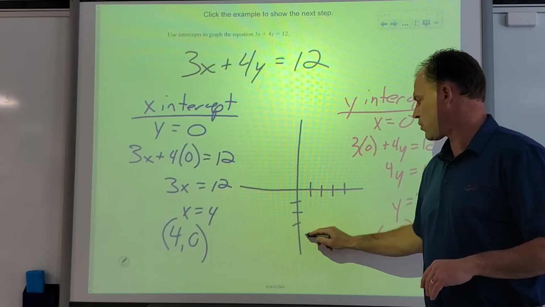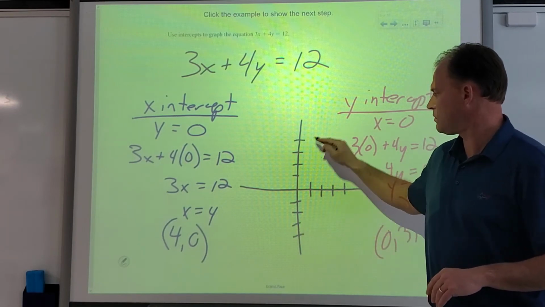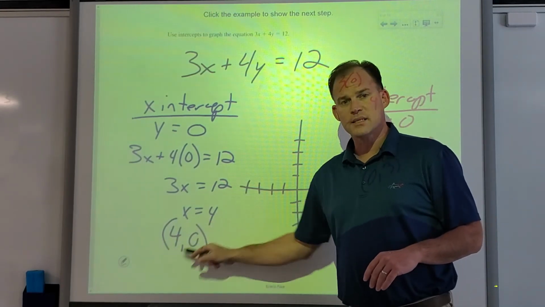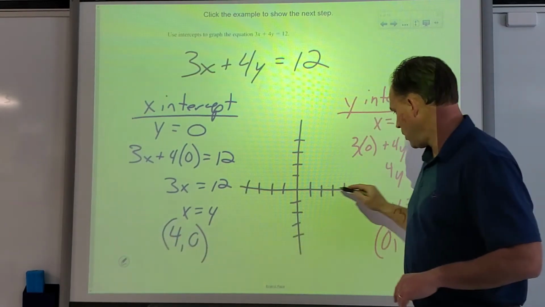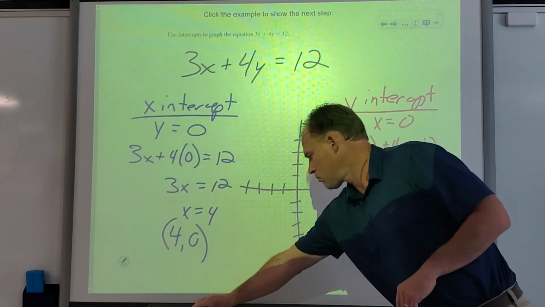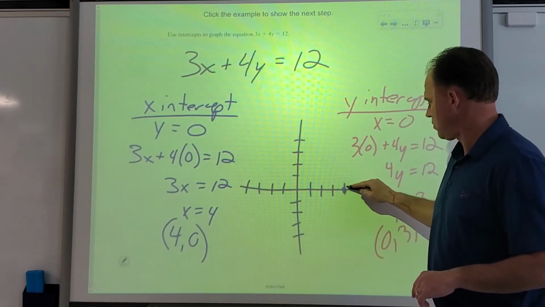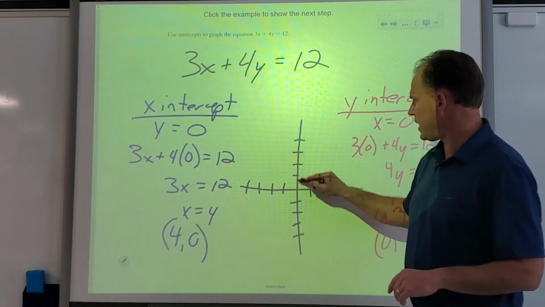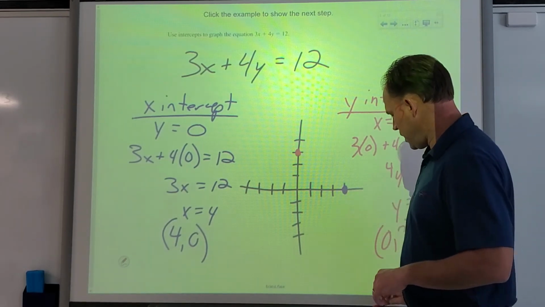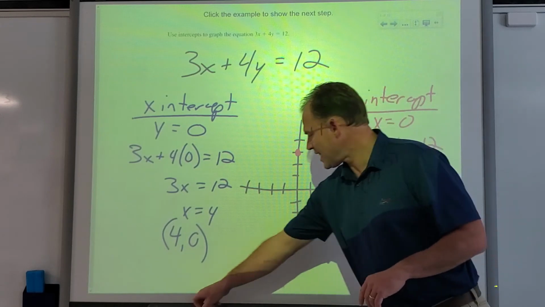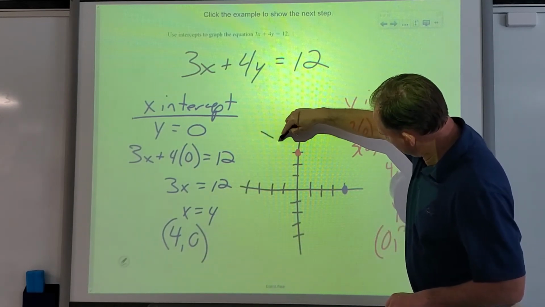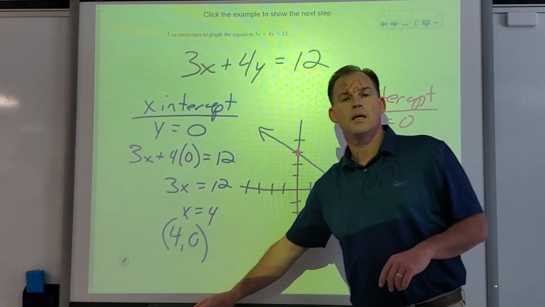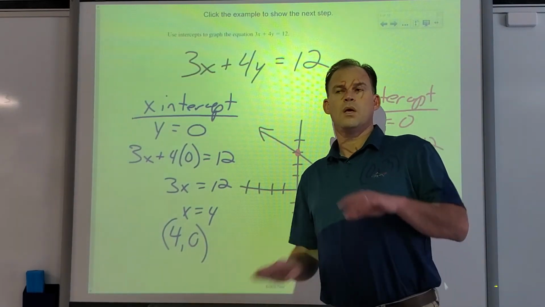So sketch a rough graph. Not too rough. I have the x-intercept at 4, 0. I have the y-intercept at 0, 3. So my line is right there.